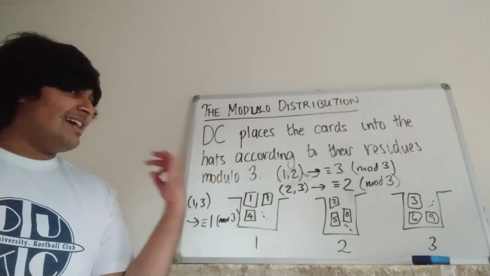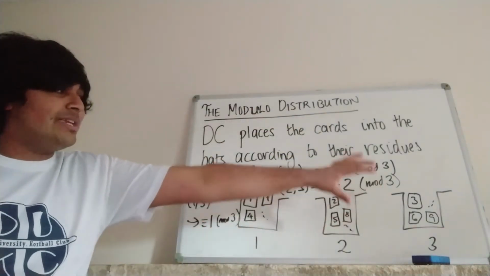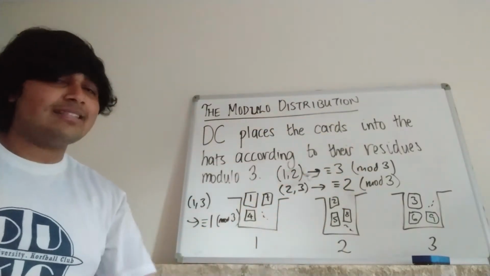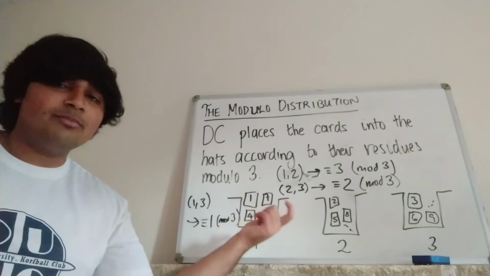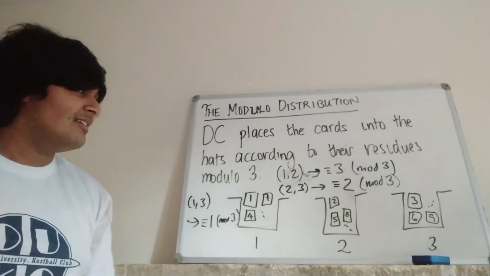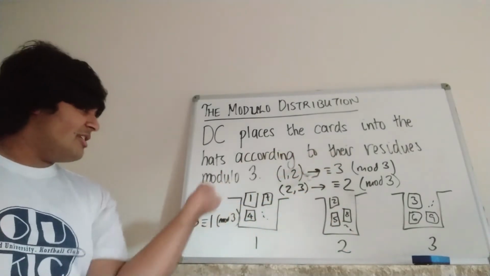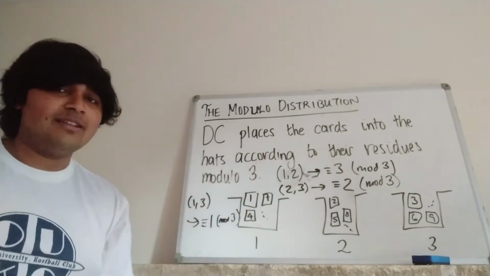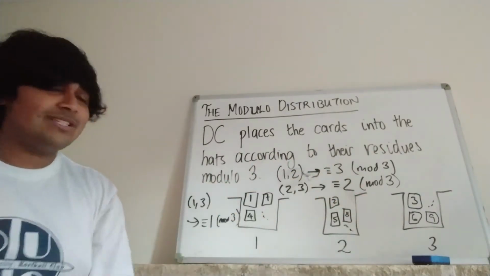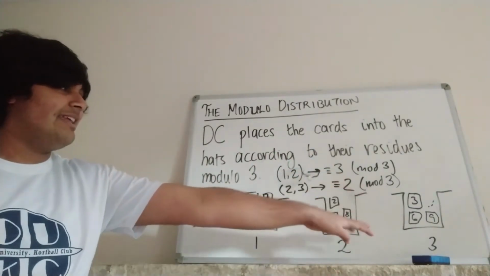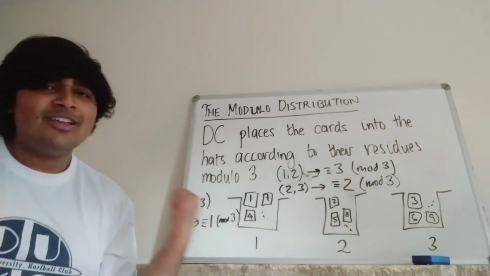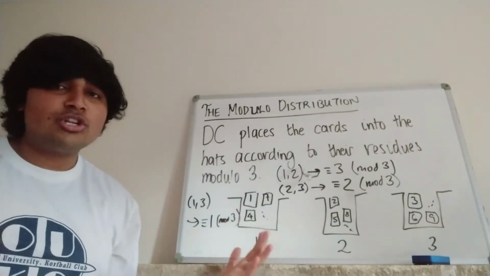Okay, and that shows you one way we can have these cards set up. And of course, as I said, we can permute the hat numbers. It doesn't really matter. It just means David has got to memorize some different ordering of these numbers. But notice 3, 2, and 1 are all distinct. So that means that he can uniquely identify the hat that isn't chosen. Okay, so this is what I'm going to call the modulo distribution.